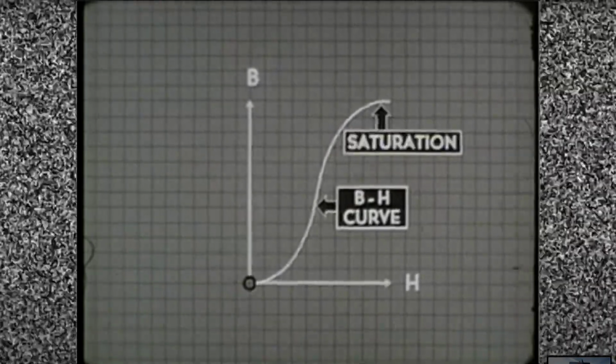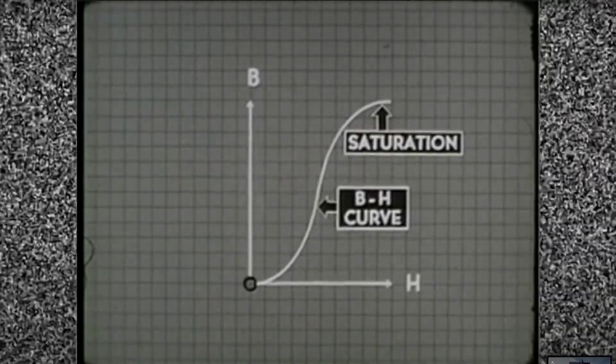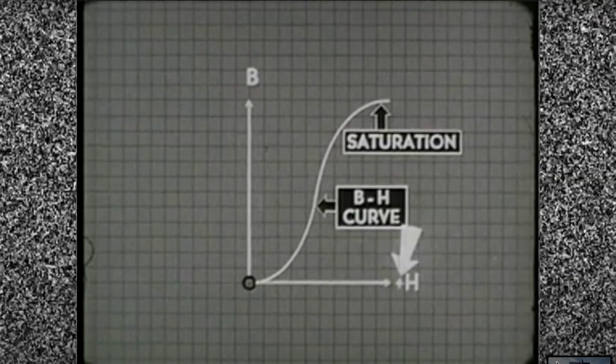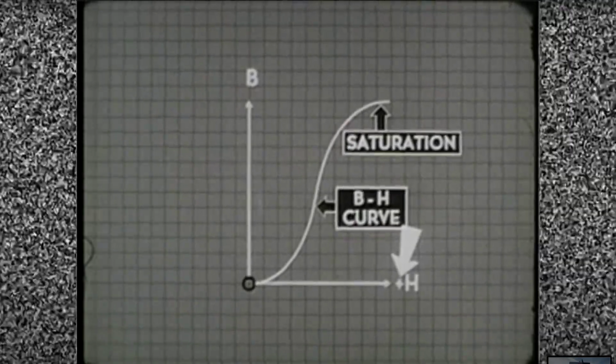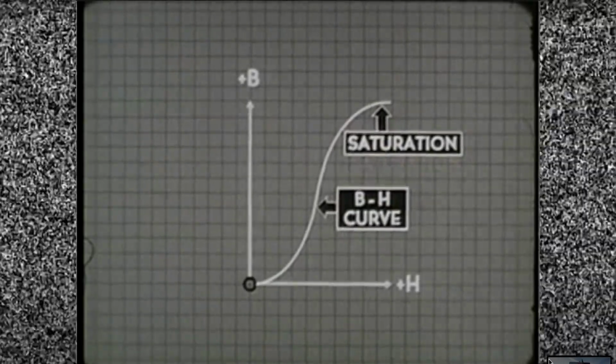This is the point of saturation. The core is holding just about all the magnetism it can hold. We've been applying a positive magnetizing force here, which produced a positive flux density and brought the core to a state of positive saturation.